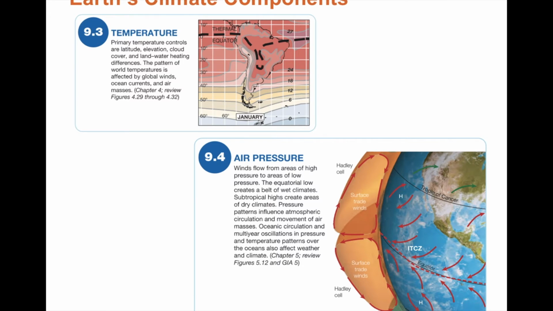Temperatures are controlled primarily by latitude, elevation, cloud cover, and land and water heating differences, and the pattern of world temperature is affected by global winds, ocean currents, and air masses. Air pressure impacts the climate, as wind flows from areas of high pressure to areas of low pressure.